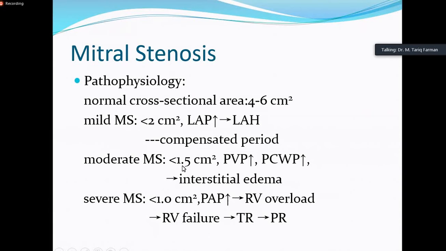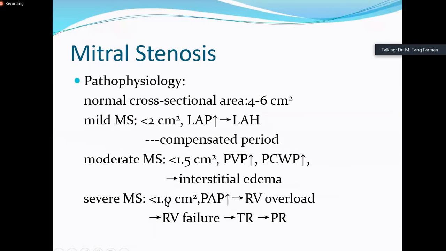Then moderate MS, less than 1.5 centimeters square of the mitral valve area, and in this case, pulmonary venous pressure is high, pulmonary capillary wedge pressure is high, and in this phase of the disease, the patient has started to become symptomatic, and he or she comes to the clinician with exertional symptoms. Actually, the exercise tolerance of the patient has become markedly decreased, and he becomes symptomatic while on exertion. So at rest, the patient may be asymptomatic, but on exertion he gets symptoms.